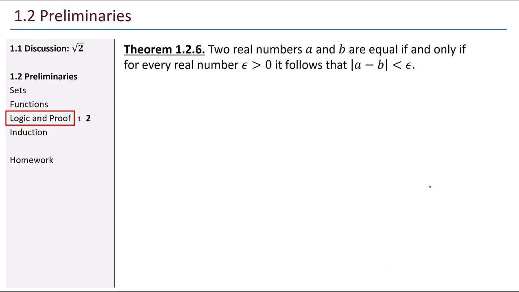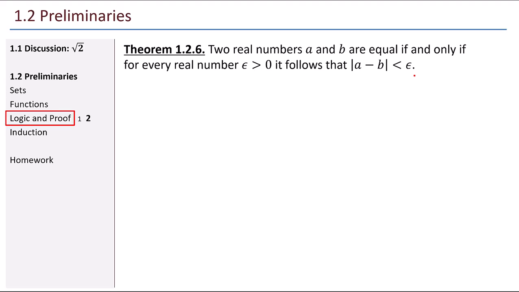Perhaps as an example, let's take a look at theorem 1.2.6, and we'll think about the proof for this. Two real numbers, a and b, are equal if and only if, for every real number epsilon greater than 0, it follows that the absolute value of a minus b is less than epsilon. Pause the video, read this through a few times, get it firmly in your head, see what it's really saying. And then when you're ready to keep on going, we'll do the proof.